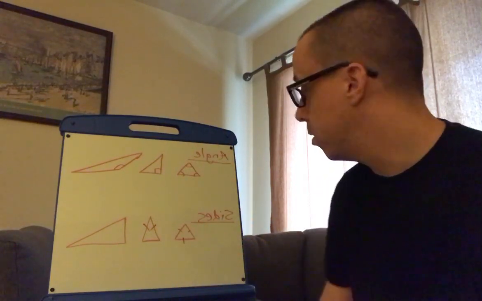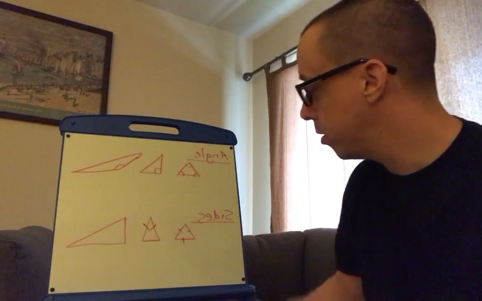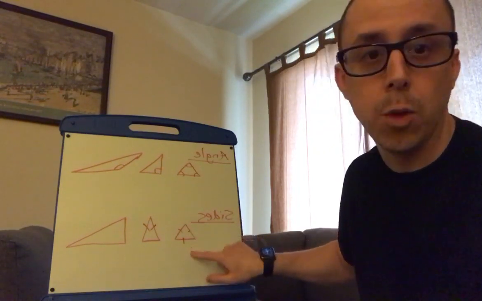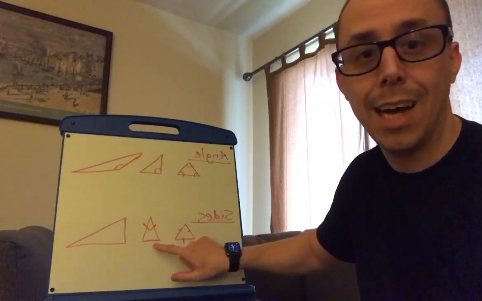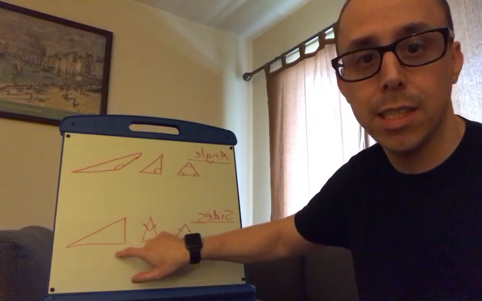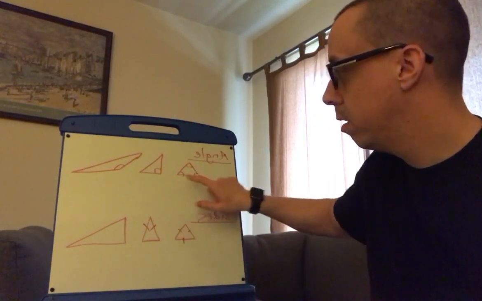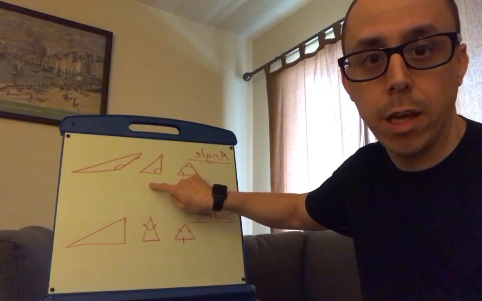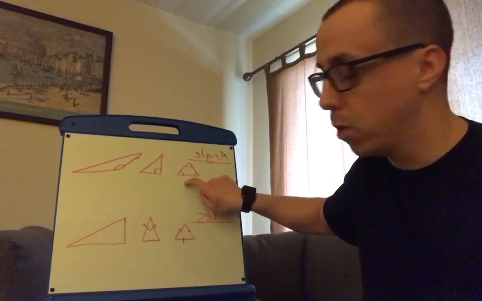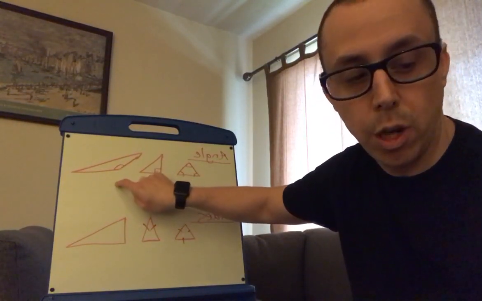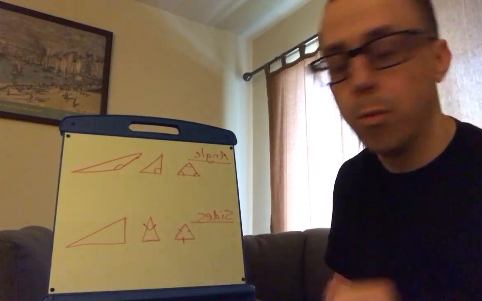So those are the different types of triangles. Again, equilateral, isosceles, scalene. This is a right triangle, acute triangle, obtuse triangle. One more thing for today.